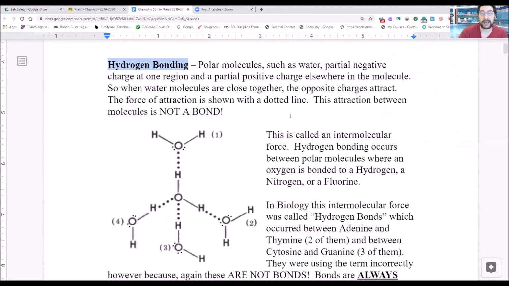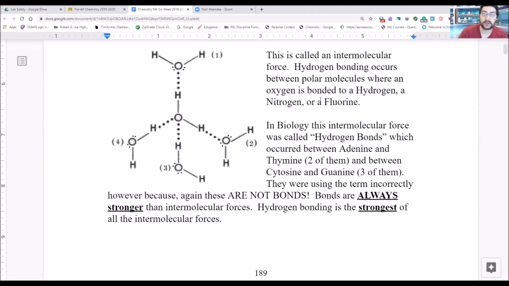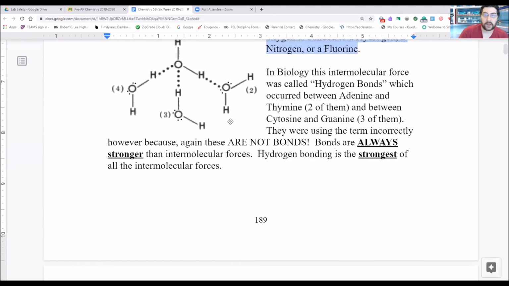There's no such thing as a hydrogen bond. Hydrogen bonding is an intermolecular force. It only occurs if hydrogen is bonded to nitrogen, oxygen, or fluorine. And we use these dotted lines to indicate an intermolecular force. We probably have seen or remember hydrogen bonding in DNA back in biology.